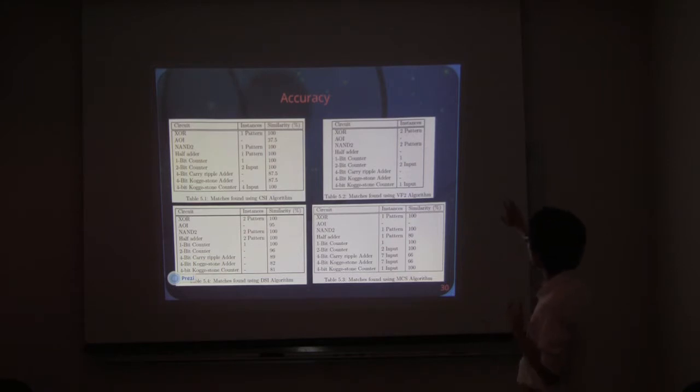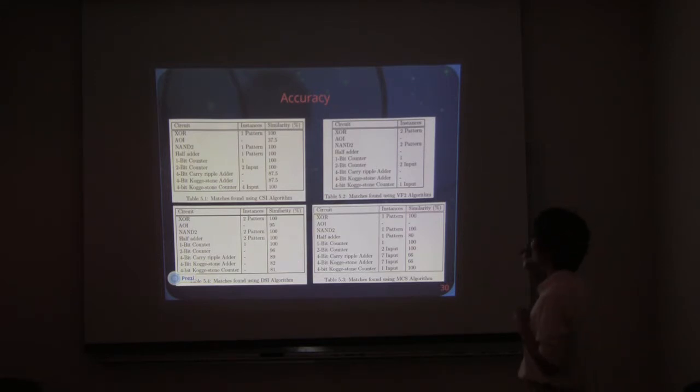First thing off the bat, we can see that VF2 is an exact algorithm in that it only returns exact matches when found. It doesn't really tell you how similar two circuits are. Just clarification. So what is being matched against what?